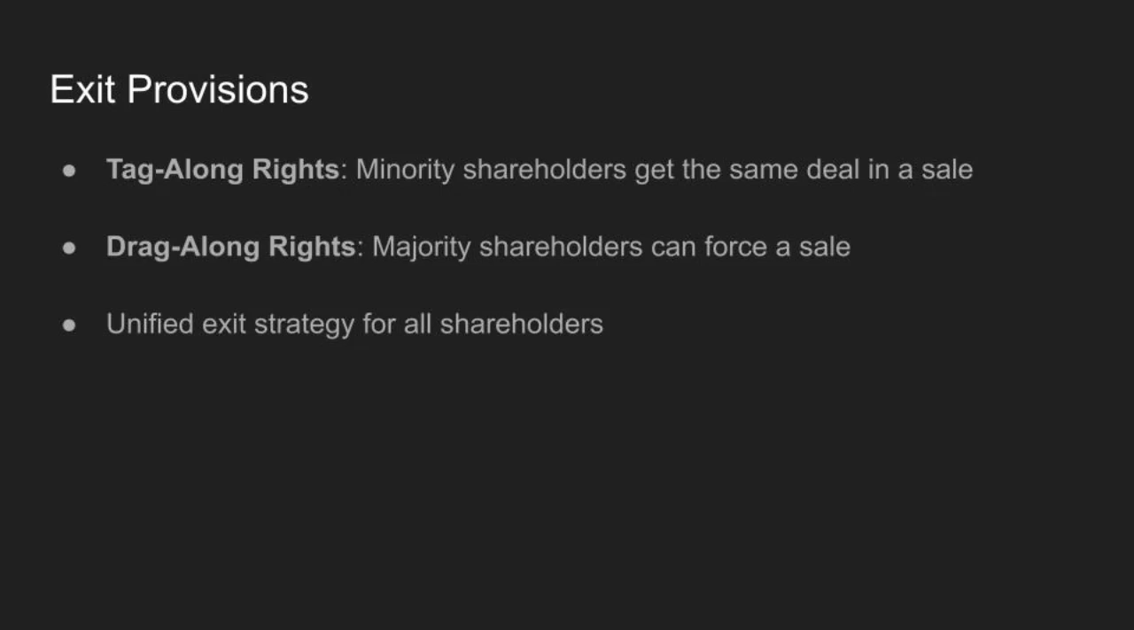Now let's talk about exit provisions. These are the terms that determine how and when investors can exit the company. Common clauses include tag-along and drag-along rights. Tag-along ensures minority shareholders get the same deal as majority shareholders if the company is sold. Drag-along gives majority shareholders the power to force a sale, ensuring a unified exit strategy.